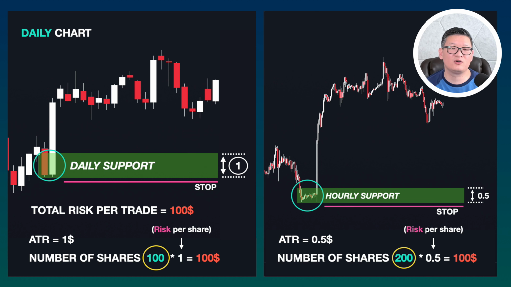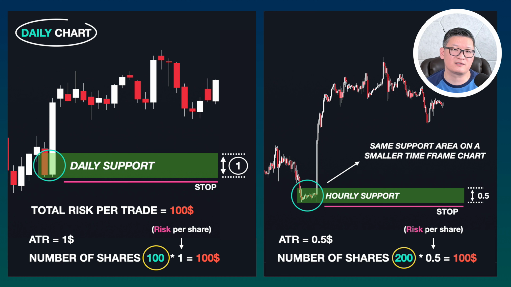Now the risk is still going to be $100, but the number of shares will increase due to our choice of using 50% of the daily ATR value. This aggressive setup is usually done on a smaller time frame chart. For example, instead of using daily candlesticks, a trader can decide to go with smaller support and resistance zone on an hourly chart to determine where to place the stop. This procedure still has to be done inside the daily support area to achieve the best results.